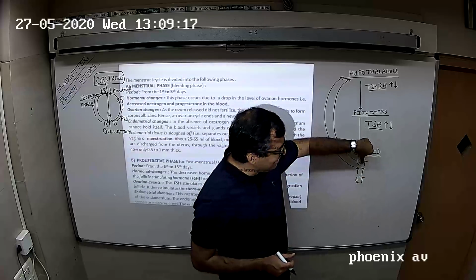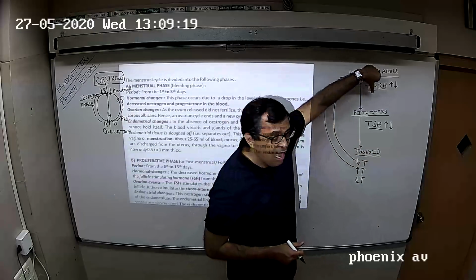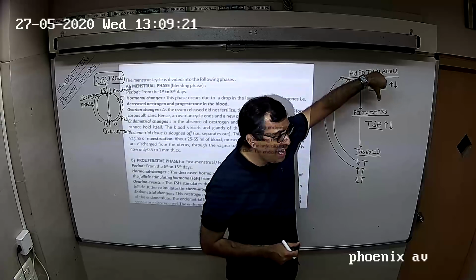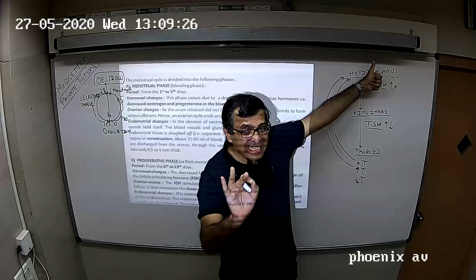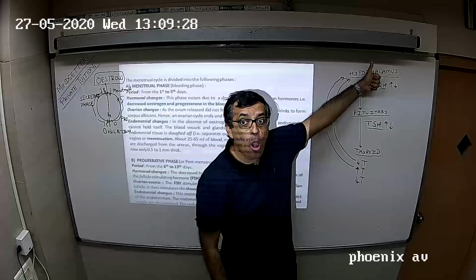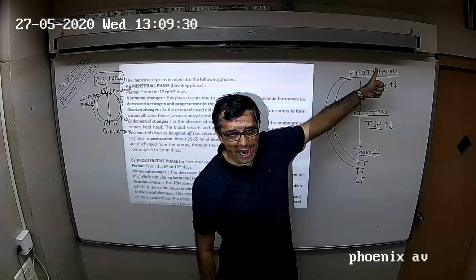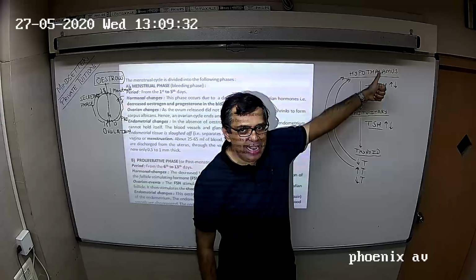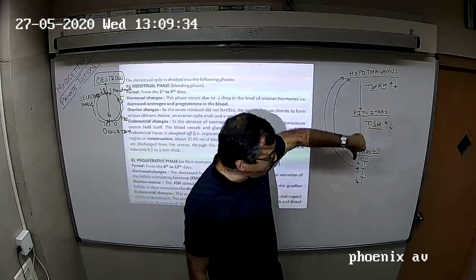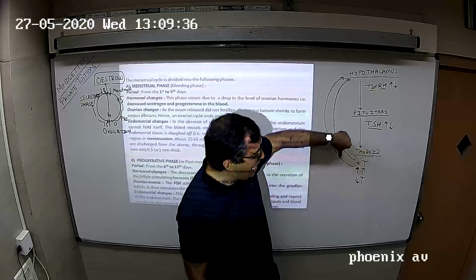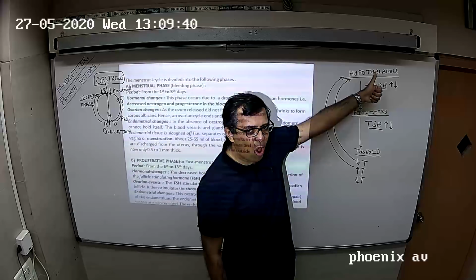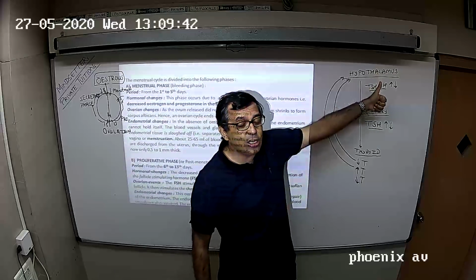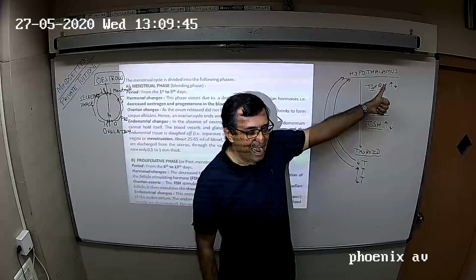So thyroxine is less, will give a message to hypothalamus and TSH-RH will become more. This is called as a positive feedback. And positive feedback कब होता है? जब thyroxine कम है and hypothalamus will increase thyroid stimulating hormone releasing hormone, that is called as a positive feedback.